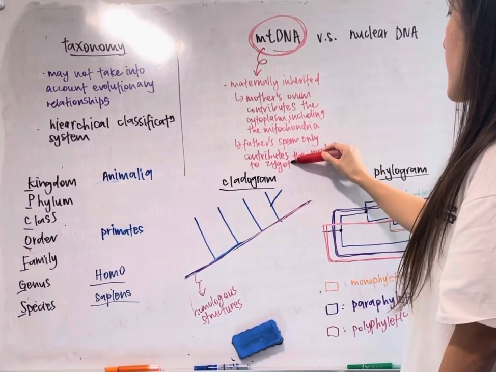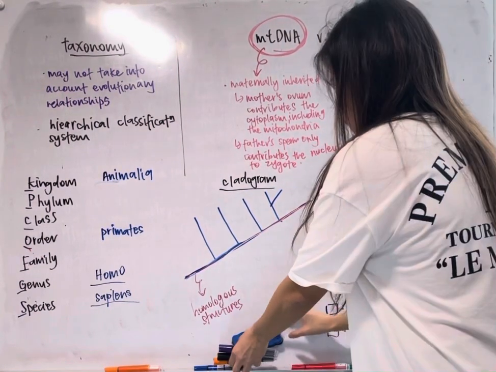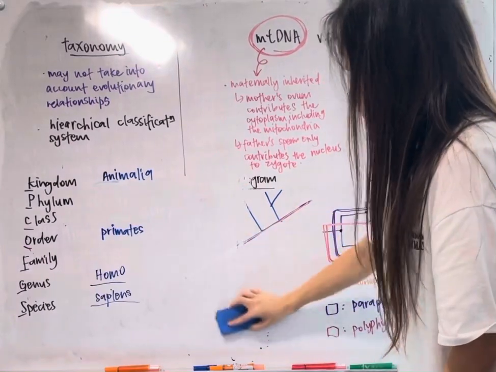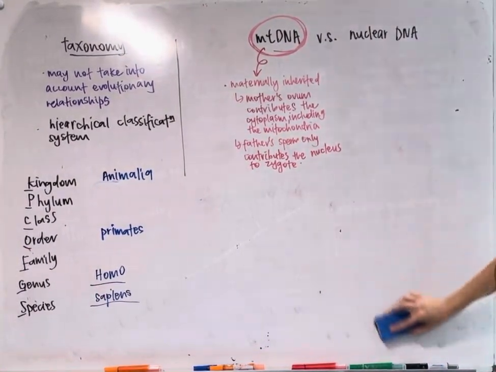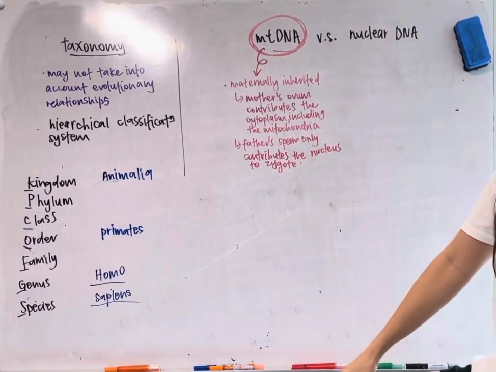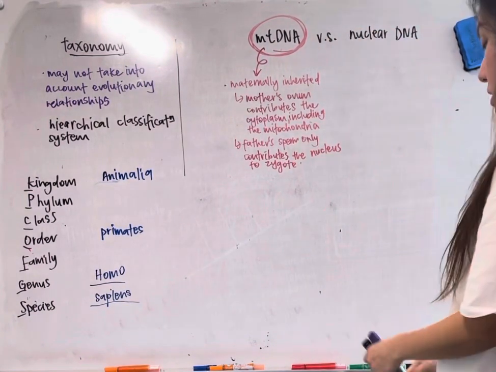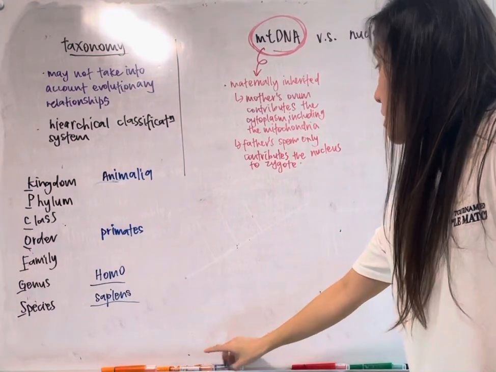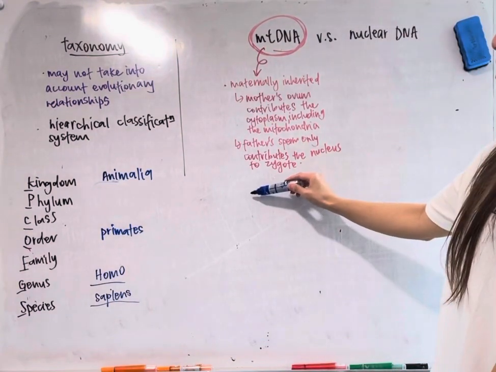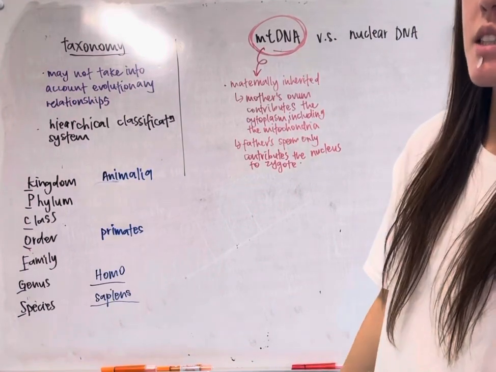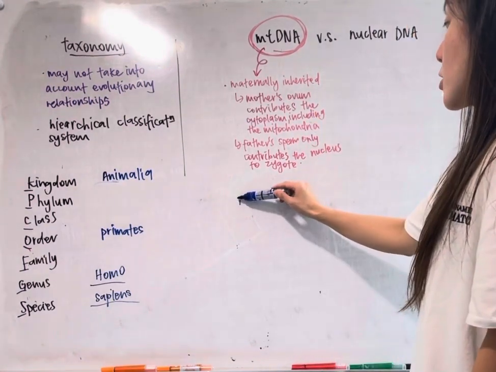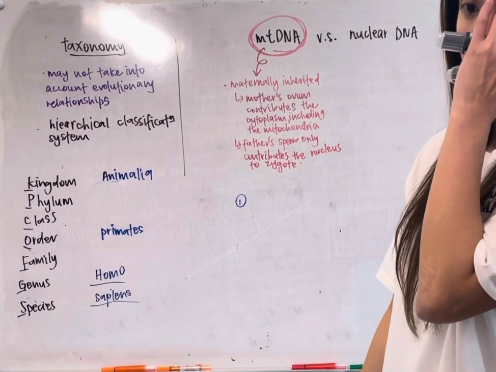Okay, this is just for context, but let's ask. Because I said mitochondrial DNA is more useful, right? We're going to learn how come. There are actually, again, two main reasons why mitochondrial DNA is more useful than nuclear DNA.